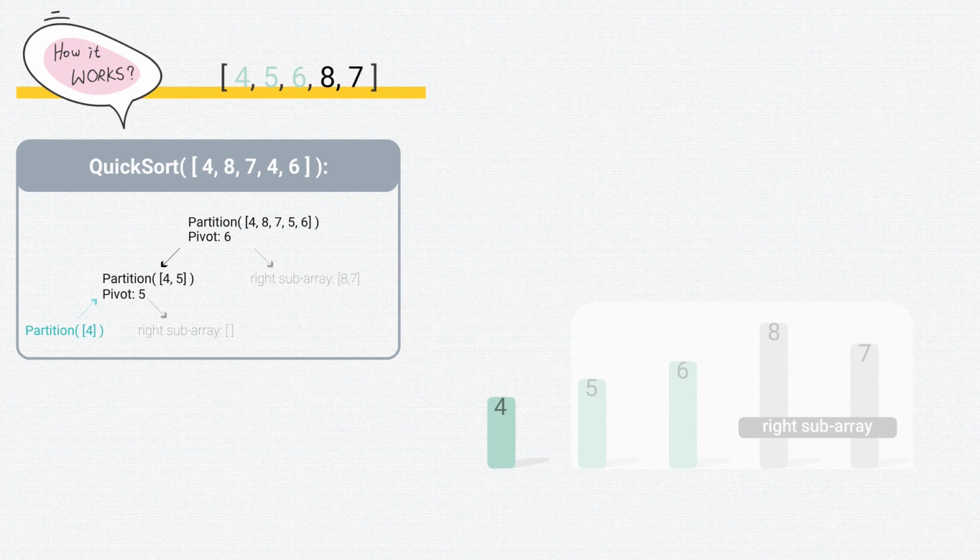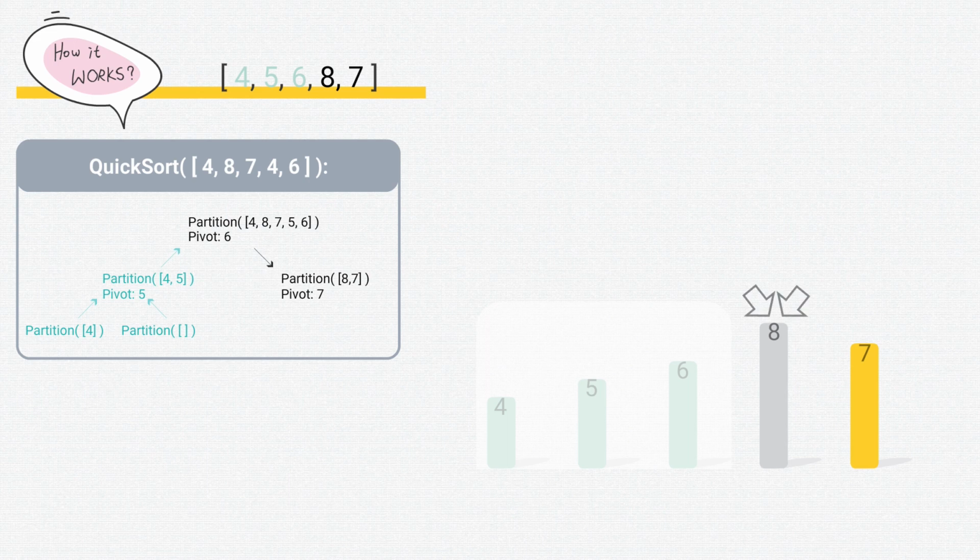Same reason, there's no need to partition the empty right subarray. Now we need to partition the right subarray 8, 7. We choose the last element 7 as pivot. Both left pointer and right pointer start with 8. Left pointer works first. It points to 8. 8 is larger than pivot 7, so it alarms and freezes there.